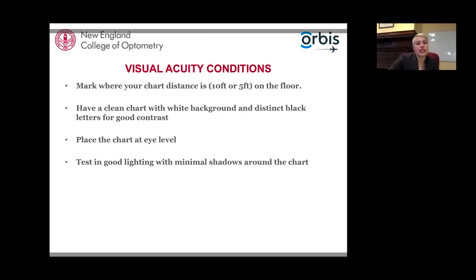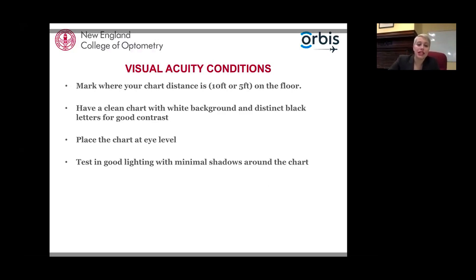So, visual acuity conditions, this is adapted from the American Academy of Pediatrics. You need to mark where your chart is. You want to take a measuring tape or something like that so you can mark where 10 foot is, or 5 foot, that's 3 meters and 1.5 meters on the floor.